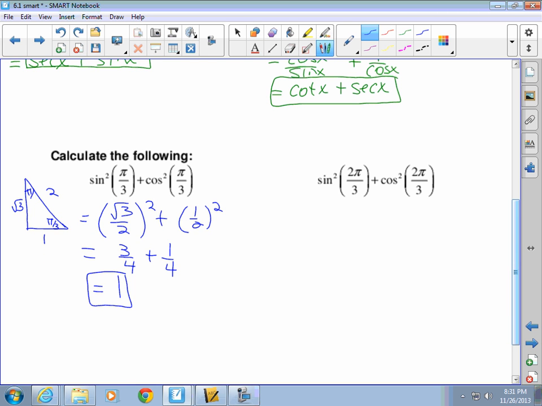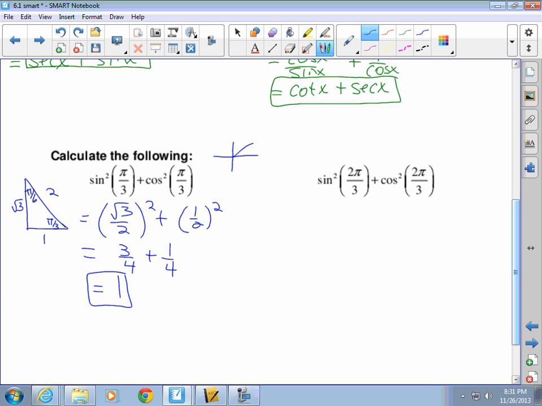Just going to write in my pi over 6. Okay, so now the next one. Sine squared 2 pi over 3 plus cos squared 2 pi over 3. So when I'm doing them, I have to still think of my CAST rule. This one, because it was just a pi over 3, I know it's in that first quadrant, so everything's going to be positive. I didn't have to worry about signs in there.